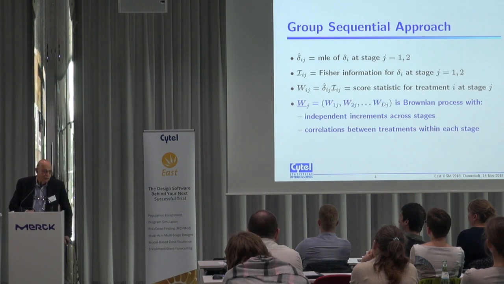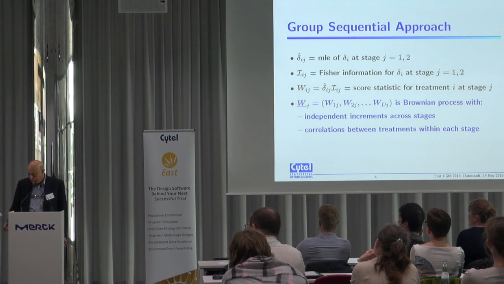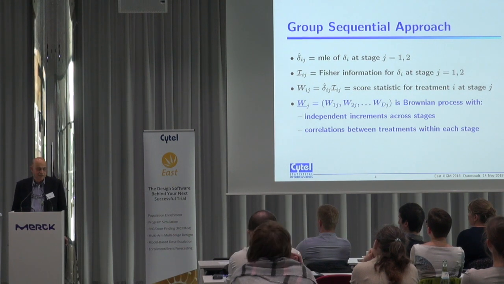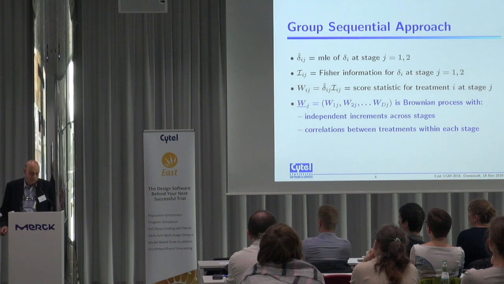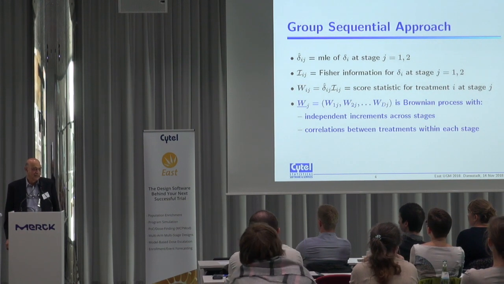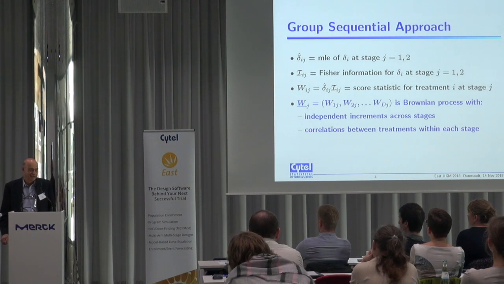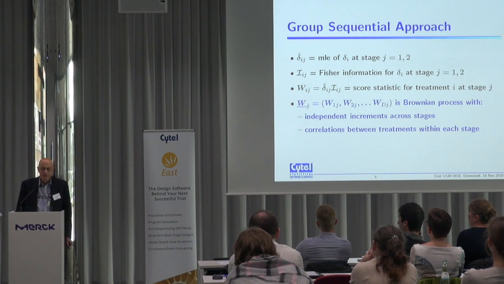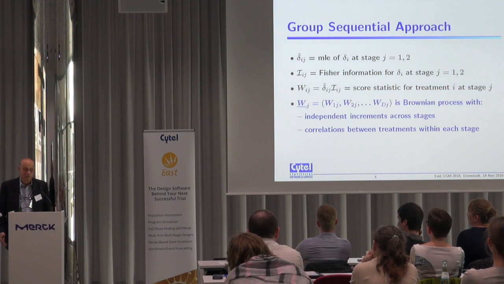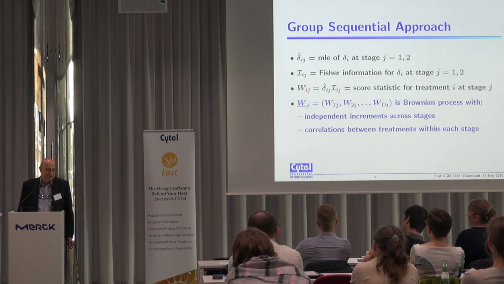So in the group sequential approach, what you do is, you have D of these, the subscript I refers to the treatment, so you have delta I1, so you estimate them, and so the delta hats are the estimates of the deltas at each stage. And so the first subscript refers to the treatment, which I goes from 1 to capital D, and the second subscript refers to the stage. It's a two-stage design, so J equals 1 is the first stage, J equals 2 is the second stage.